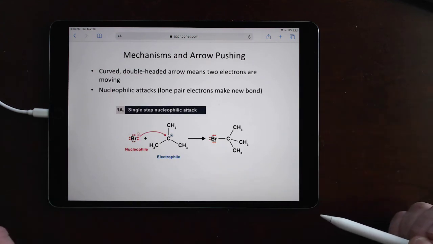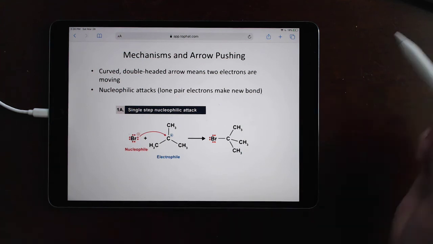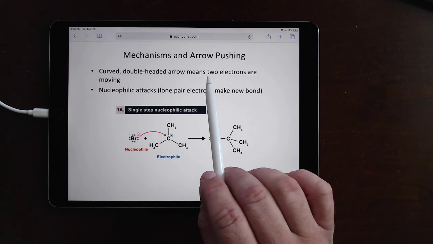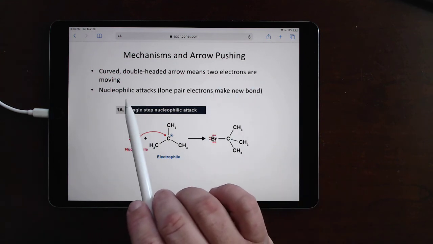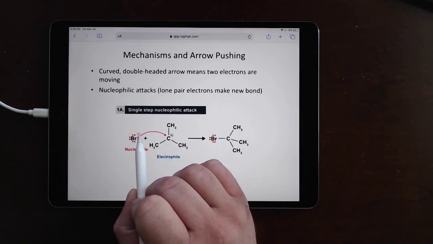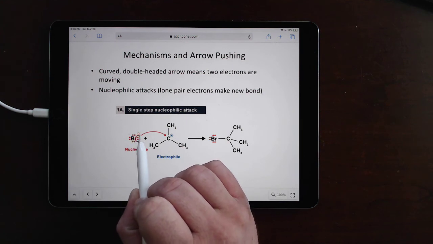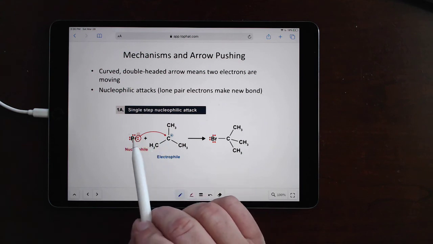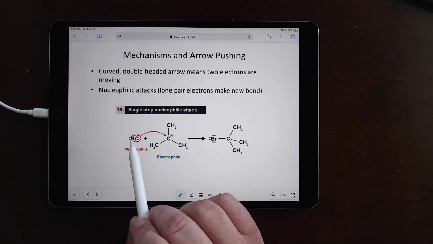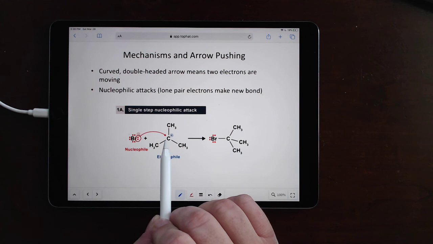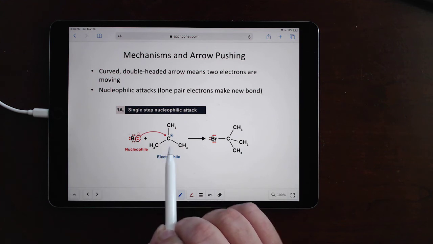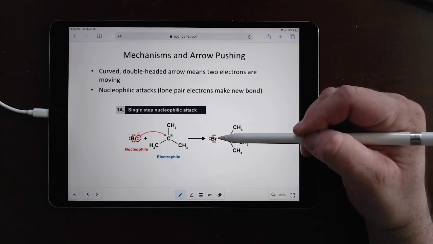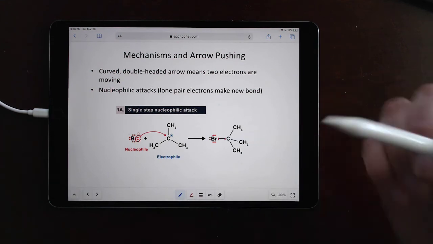Again, remember for arrow pushing, if we're dealing with a double-headed arrow, it means we're moving two electrons. So for nucleophilic attack, the electrons start here and go towards the carbon, just like with a GPS. I'm going to start at home and then go to McDonald's, go through the drive-through. And so we're going to make this bond here.